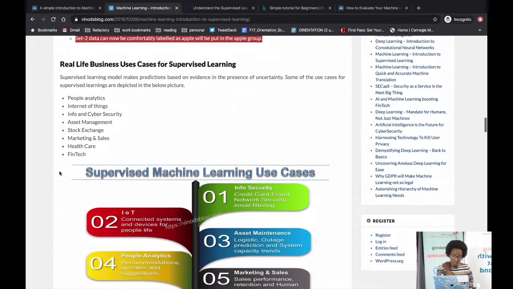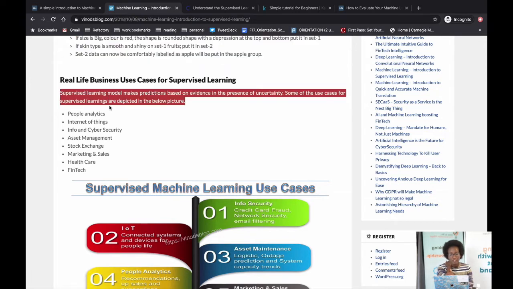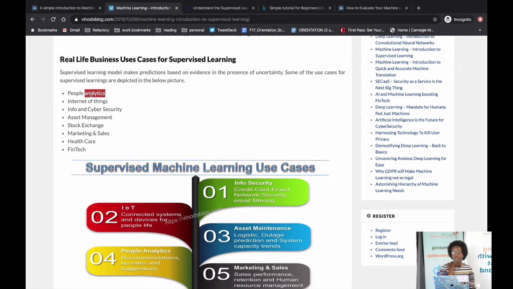So let's go again, which was the whole point of this blog, to try to show you the real life business use cases for supervised learning. A supervised learning model makes predictions based on evidence in the presence of uncertainty. Some of the use cases for supervised learning are depicted in the picture below. Examples are people analytics, Internet of Things, information and cybersecurity, asset management, stock exchange, marketing and sales, healthcare, fintech.